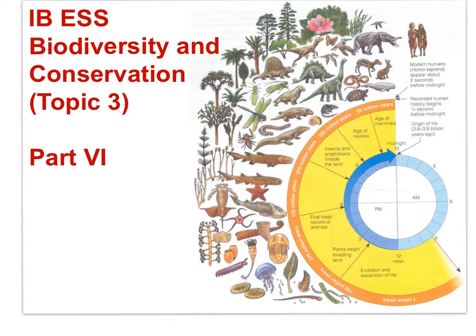IBESS Biodiversity Conservation Part 6 examines the relationship between diversity, stability, succession, and human activity. This is a complex concept that I've covered earlier in the course. The essential idea is, while global biodiversity is difficult to quantify, it is decreasing rapidly due to human activity. Classification of species conservation status can provide a useful tool in the conservation of biodiversity.